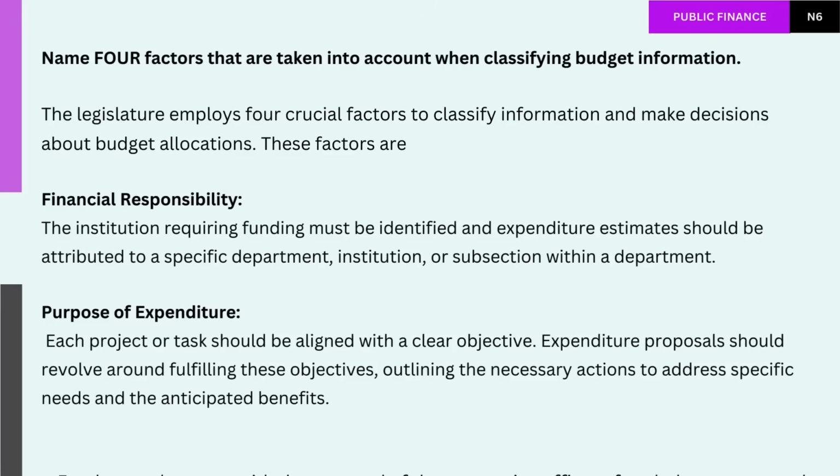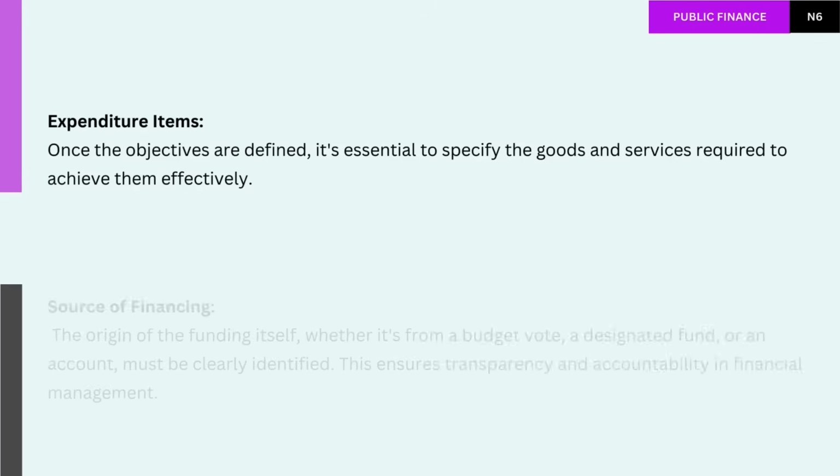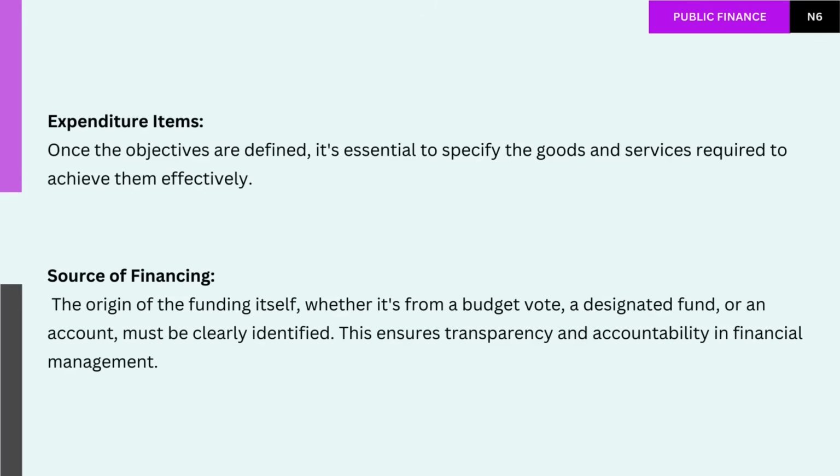Each project or task should be aligned with a clear objective. Expenditure proposals should revolve around fulfilling these objectives, outlining the necessary actions to address specific needs and the anticipated benefits. 3. Expenditure items. Once the objectives are defined, it's essential to specify the goods and services required to achieve them effectively. 4. Source of financing. The origin of the funding itself, whether it's from a budget vote, a designated fund, or an account, must be clearly identified. This ensures transparency and accountability in financial management.